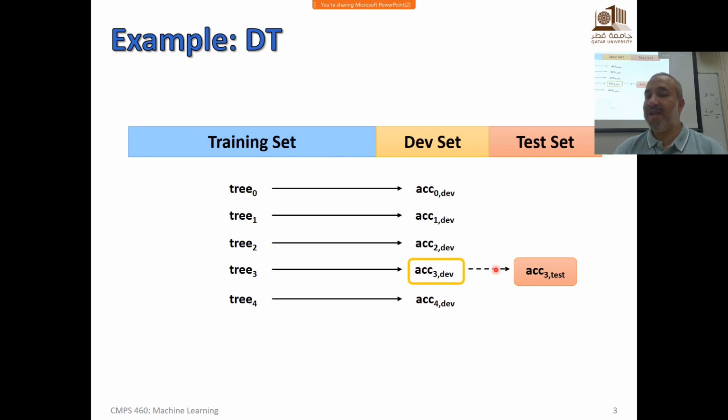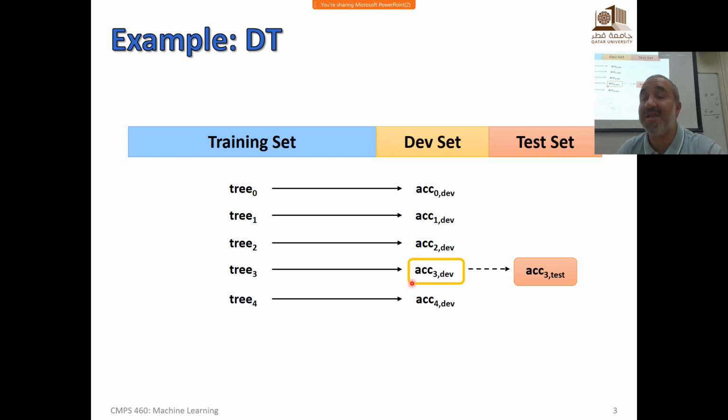So you said that these can be different, and I agree with you. And you also said that these accuracies are of the same model, which is the tree that is trained at depth three. And I also agree with you. But still, I'm asking you, why do we have two different values? Or why could we have two different values for the same model?